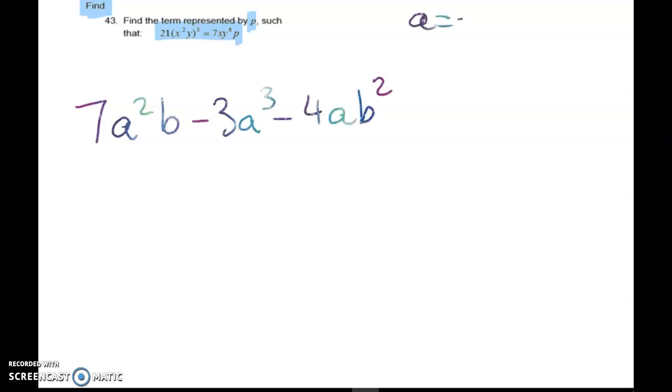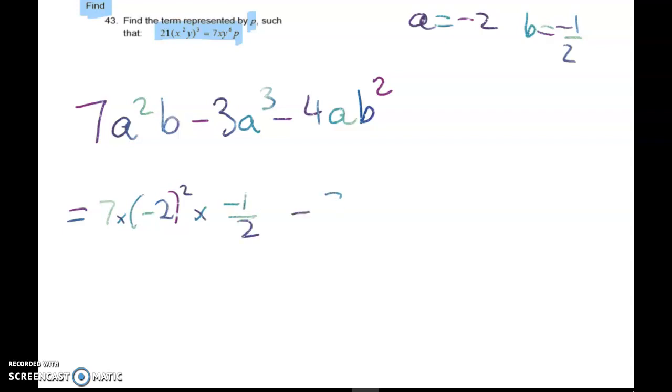So question 40 is this: 7a squared b minus 3a cubed minus 4ab squared. And a is negative 2, b is negative a half. So we start by just carefully substituting in. So it's going to be 7 times negative 2 squared, you can put your times signs back in if you want, times negative 1/2, minus 3 times negative 2 cubed, minus 4 times negative 2 times negative 1/2 squared.